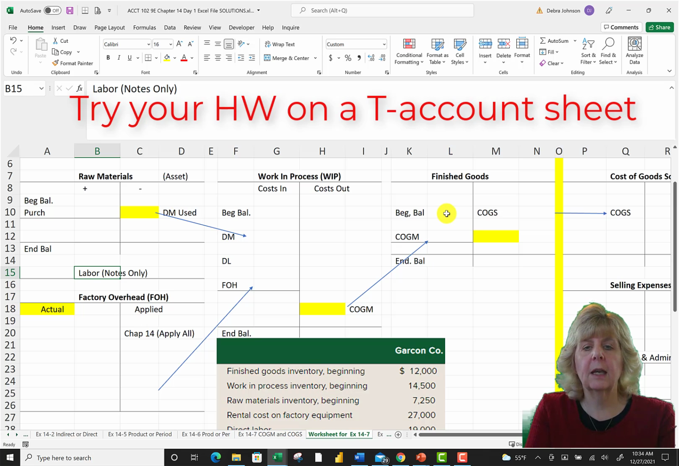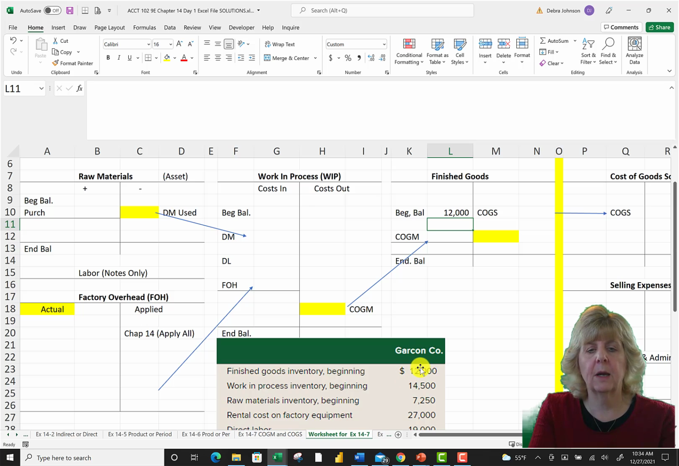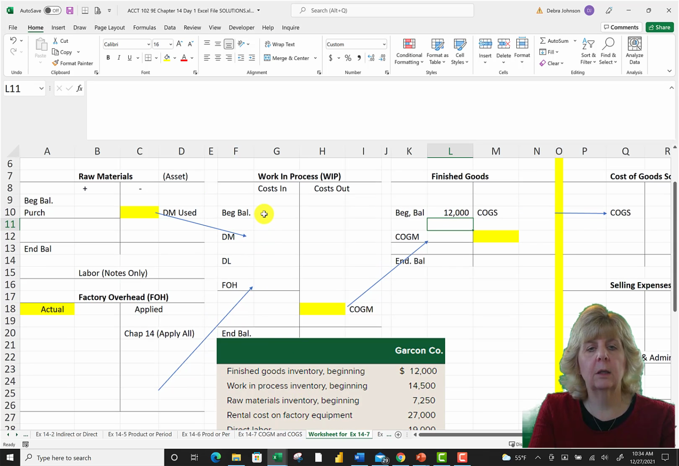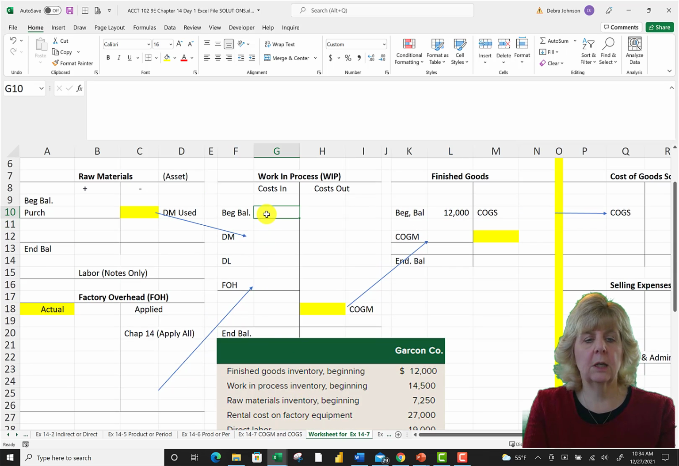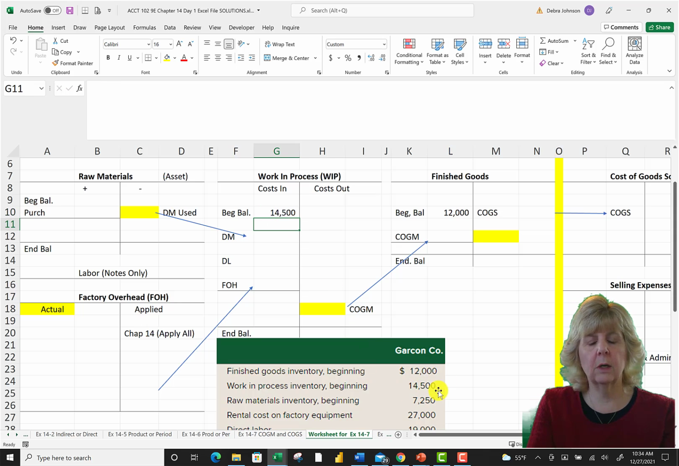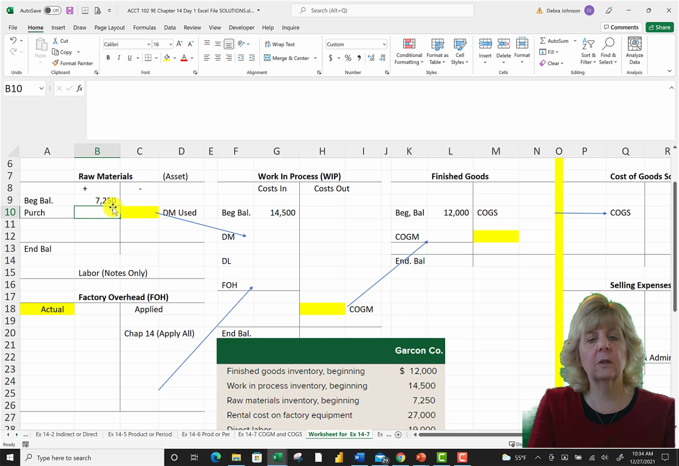Finished goods had a starting balance of $12,000, so I'm going to pop that in. WIP, which is a balance sheet account here, had a starting balance of $14,500. So I'm just going down and checking off these accounts as I use them. And raw materials had a starting balance. That means there was materials in the warehouse of $7,250 to start us off.